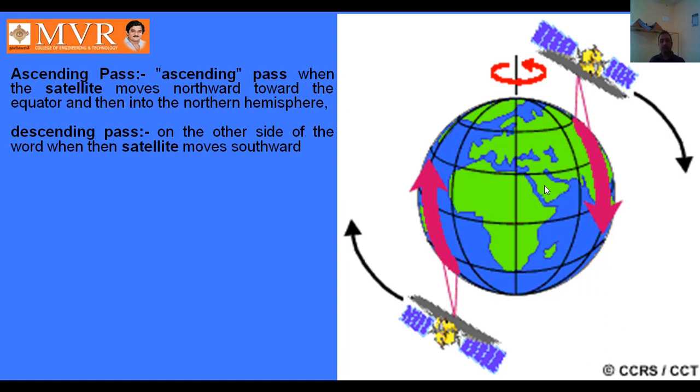They cannot cover high altitude. Why? Because they are used for weather forecasting, satellite TV and communication. For this purpose they are being used. So, ascending pass means the satellite moves northward across the equator into the northern hemisphere, and southward is the descending pass.